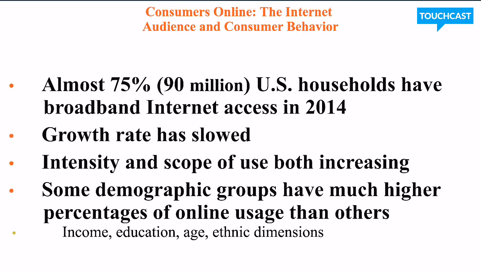There is no doubt that the internet plays a major role in all of our lives. It's estimated that almost 75%, which is about 90 million US households, have broadband internet access in 2014. And even though the growth rate has slowed, the intensity and scope of using the internet has increased. It's evident, though, that still some demographic groups have a much higher percentage of online usage than others. This will be affected by things like income, education, age, and even ethnicity.